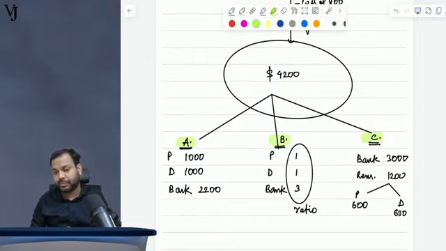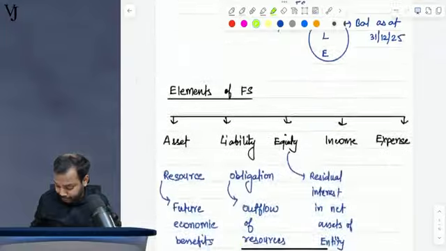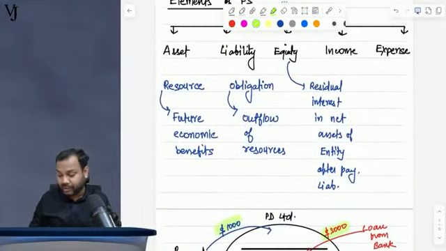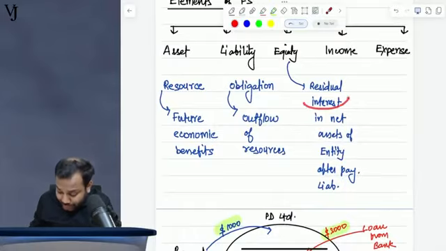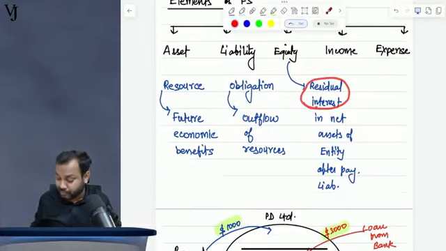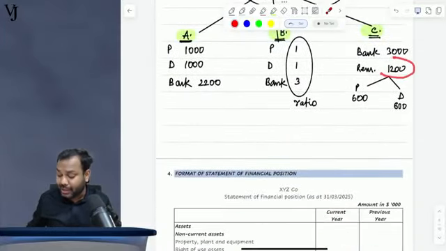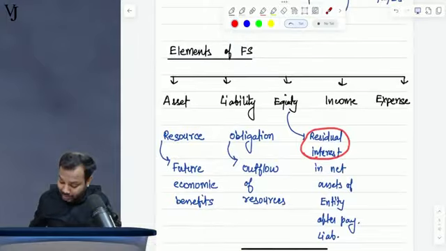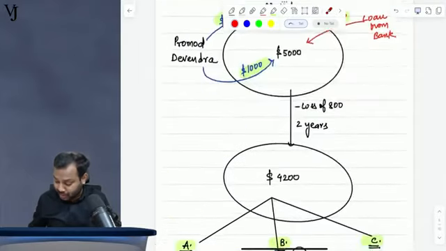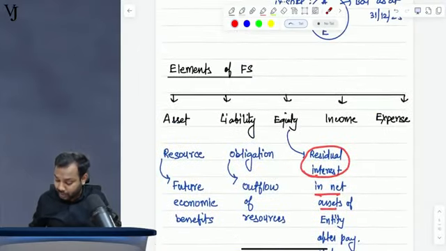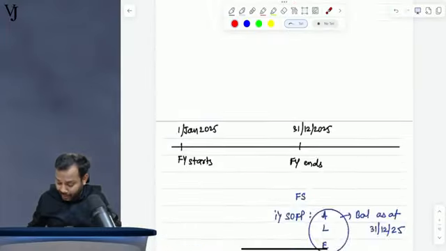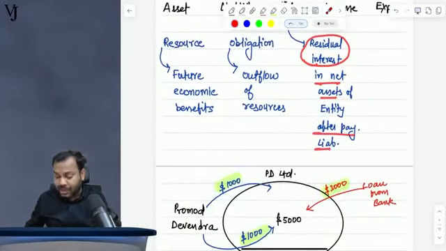C. Why C? Because now read this line. Equity: it's the residual interest in the net assets. In the net assets, after paying off liabilities.